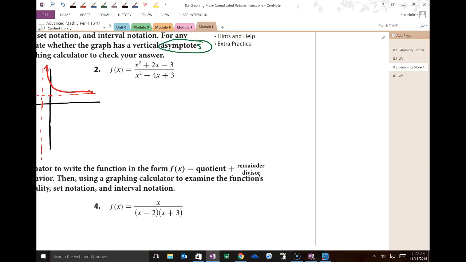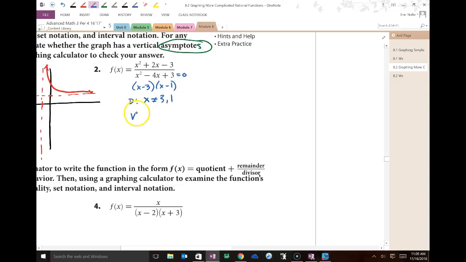Ooh, good job. Okay, so the first thing I'm looking at is where is the denominator equal to 0? If I factor that, what two numbers multiply to 3 and add to negative 4? Negative 3 and negative 1. So the values that x cannot be are 3 and 1.